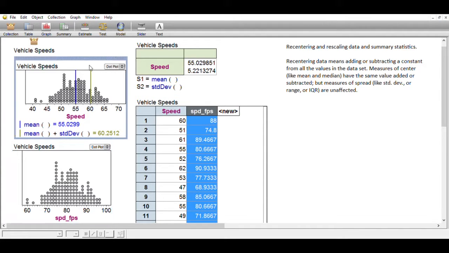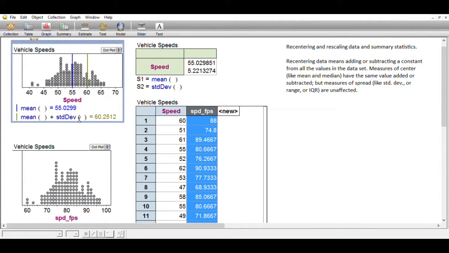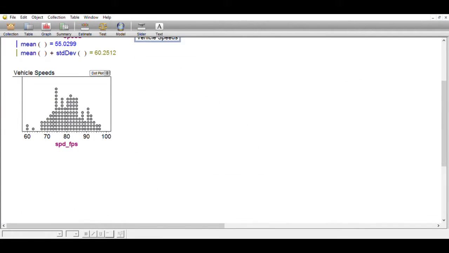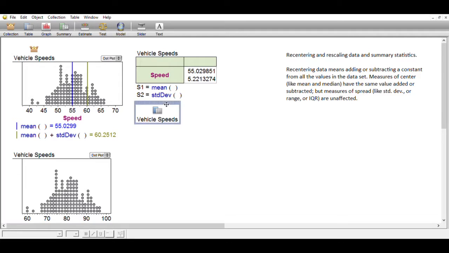So notice right away that I can put this aside. I don't need this sitting open anymore. There we go. Get this out of the way. Notice immediately the shape is the same. By rescaling, by changing the units down here, I haven't changed the shape. Okay. What have I done to the mean and what have I done to the standard deviation?